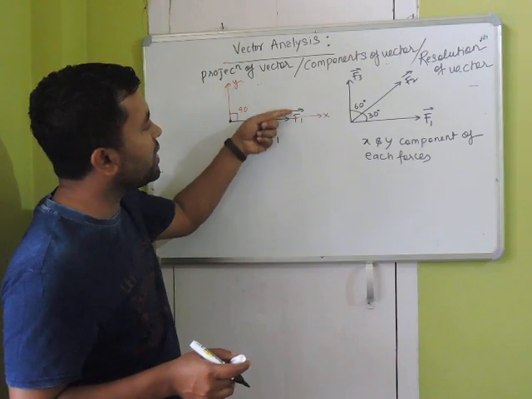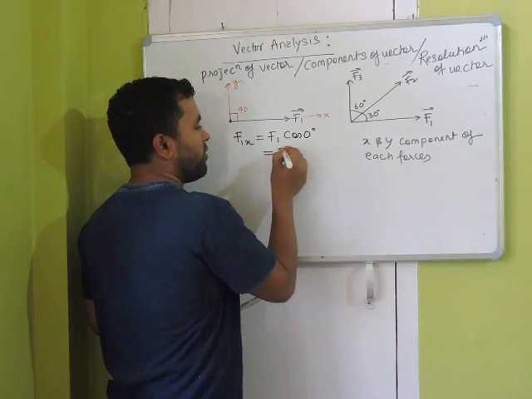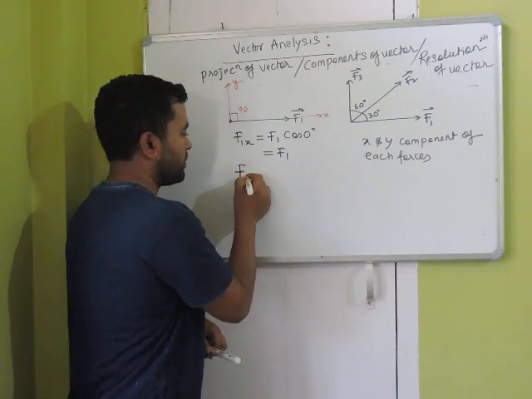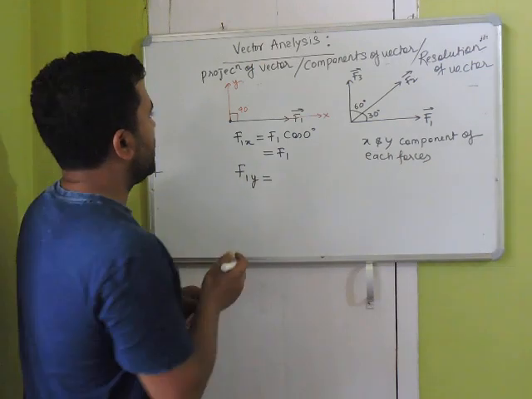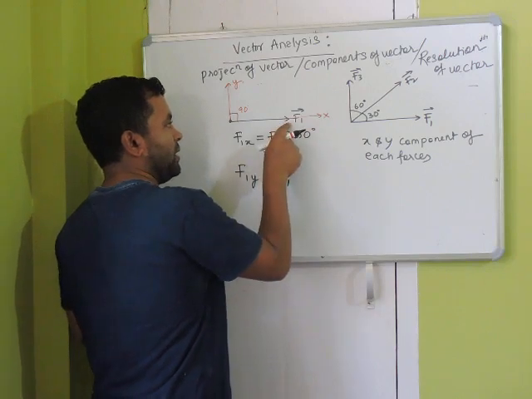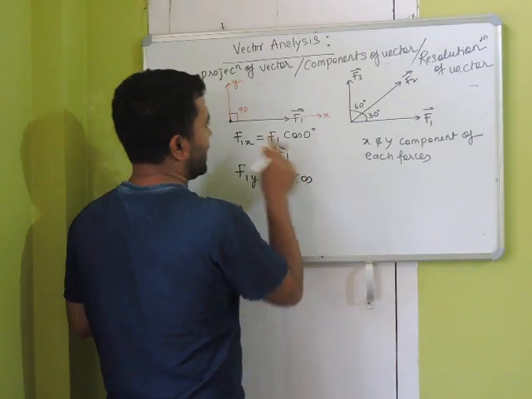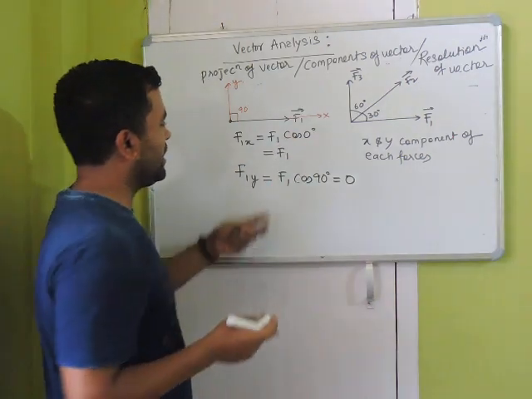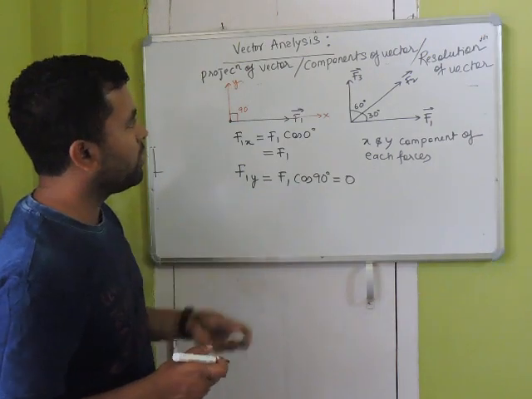So this is making 0 degree with the x-axis, so its component will be cos 0 degree, which is f1. Now what is the y component of f1? The f1 y component will be the vector f1 times the cos of the angle it is making with the y-axis. So how much is the angle it is making with the y-axis? 90. Cos 90 turns out to be 0. You can see that is obvious, because f1 is acting only along the x direction. So this is the component of f1.